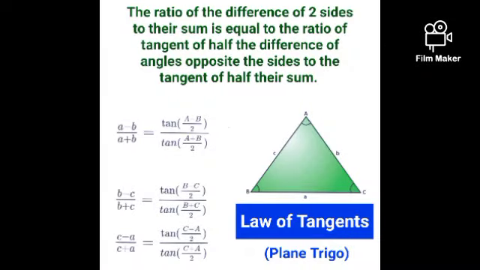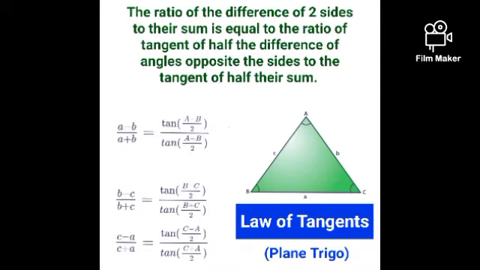Before I state Napier's analogies, another set of tools for solving oblique spherical triangles, let us state the law of tangents in plane trigonometry. This law of tangents is used to solve oblique triangles in the plane. And this law of tangents in plane trigonometry is not applicable for solving oblique spherical triangles. For the oblique spherical triangles, we use the spherical law of tangents.